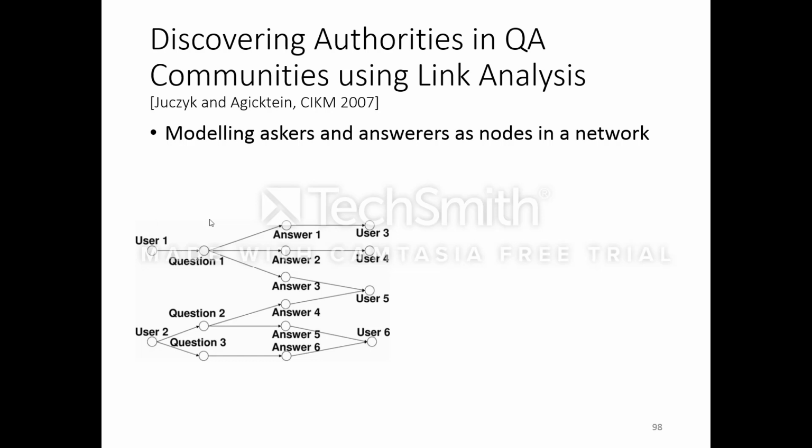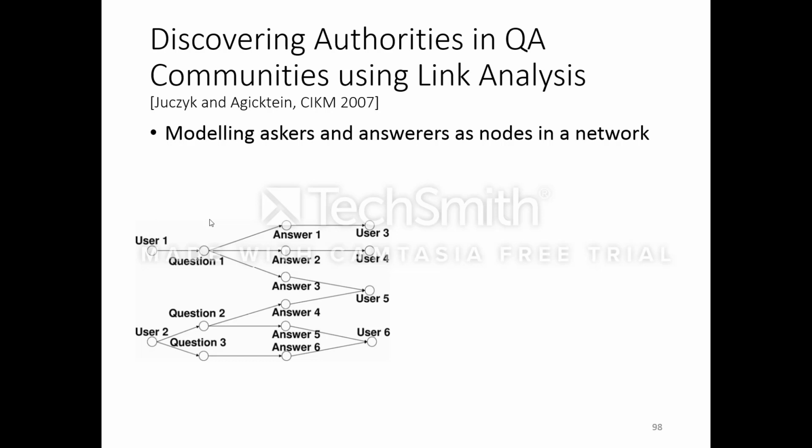Let us look at this example illustration of activity within a QA network. User 1 asks a question which is answered by 3 users: user 3, user 4 and user 5. User 2 asks a question 2, which is replied to by 2 users, user 5 and user 6, and user 2 asks a second question, question 3, which is answered by only 1 user, user 6. So that is the construction of this illustrative example.